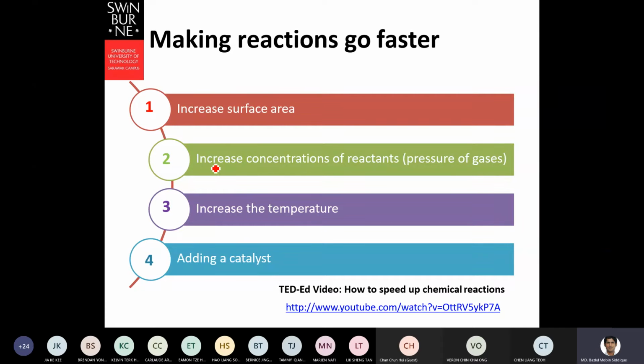Second, increase the concentration of reactant, or the pressure of the gases. If the concentration increases, that means mass over volume, right? Let's say here I have only 3 or 4 particles inside. So they will have less friction. There is less possibility of having more friction.